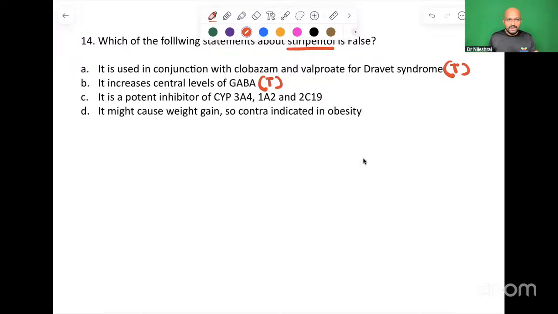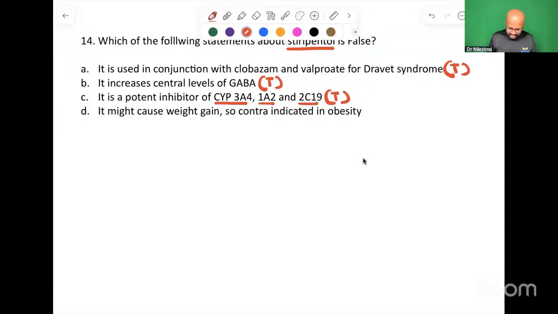It has multiple actions with GABA, guys, because it might increase the levels of GABA, or it can block the reuptake of GABA, or it can also inhibit the metabolism of GABA. Primarily, the action is that it will increase the levels of GABA inside the brain, thereby inducing inhibition. It is a potent inhibitor of cytochrome P3A4, 1A2, and 2C19. Again, it is a true statement. Stiripentol, I hope you remember the mnemonic we gave for microsomal enzyme inhibitors, where we spoke about stiripentol.